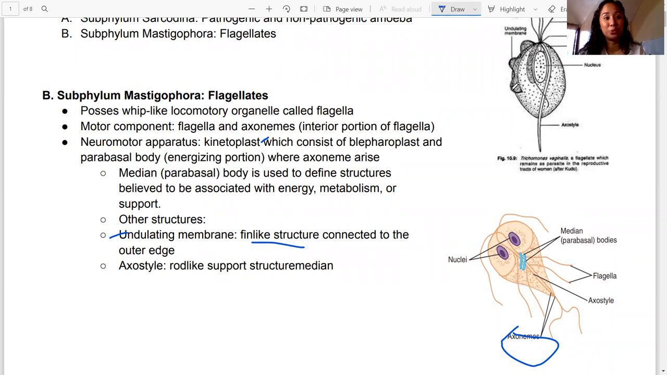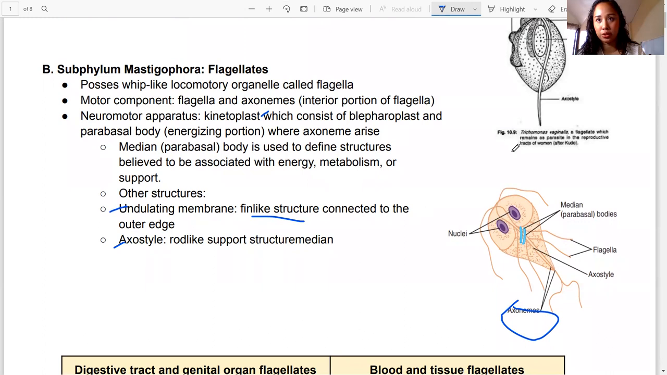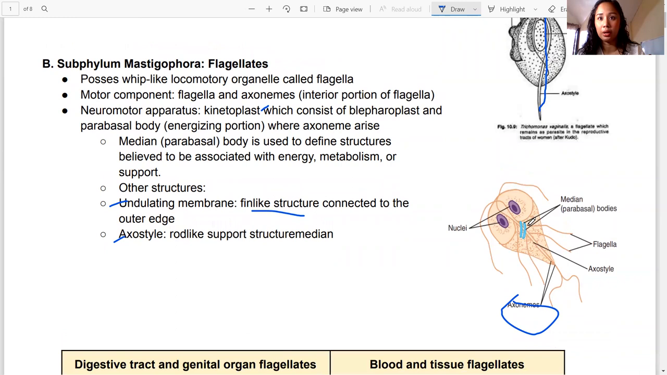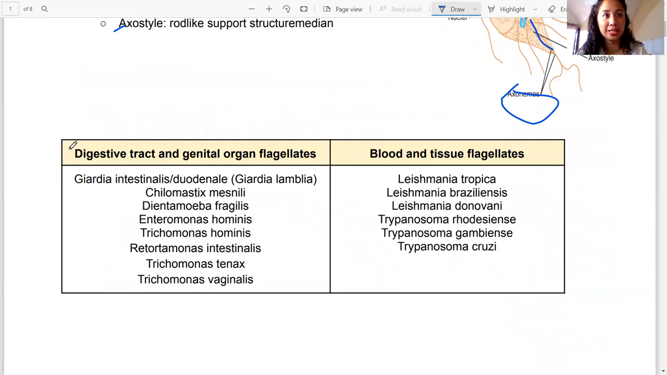And we have the axostyle. This axostyle is a structure in the middle of the Mastigophora protozoa. This line is the axostyle. It seems to act as support, to hold it all together. In this discussion, we'll focus on the intestinal or digestive tract and genital organ flagellates. So the Giardia, Chilomastix, Dientamoeba, and Enteromonas all have flagella.